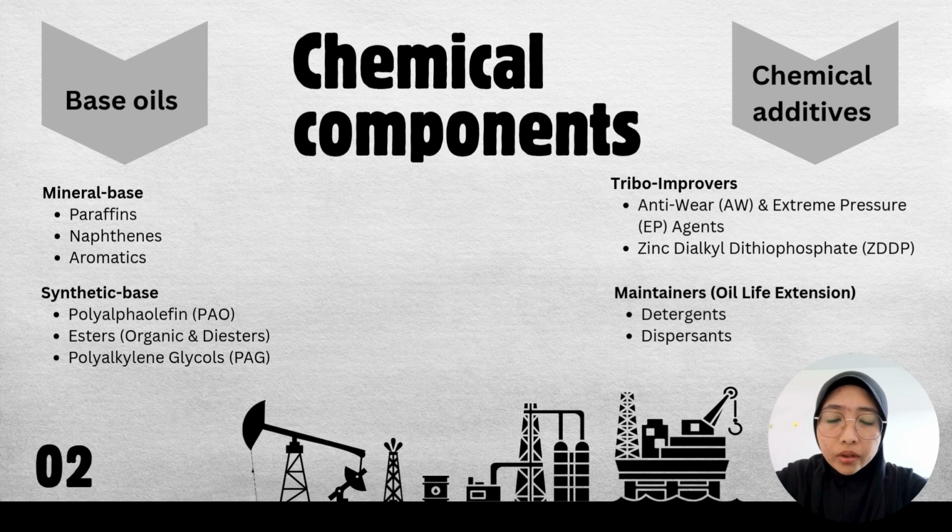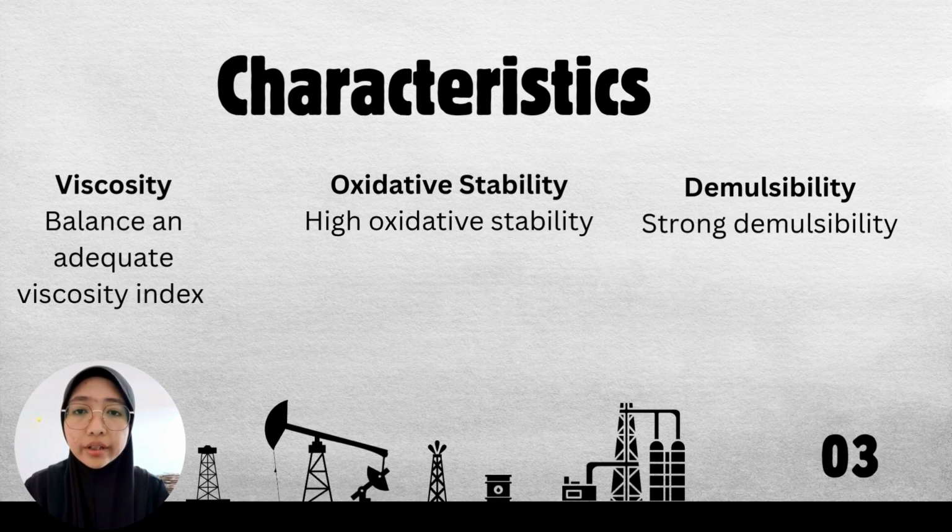Tribo improver focuses on surface protection, which consists of anti-wear and extreme pressure agents and zinc dialkyl dithiophosphate, while the maintainer, which is for oil life extension, consists of detergent and dispersant. To maximize machinery lifespan and lower operational costs, a high-quality lubricant oil must balance an adequate viscosity index, have high oxidative stability, and have strong demulsibility.